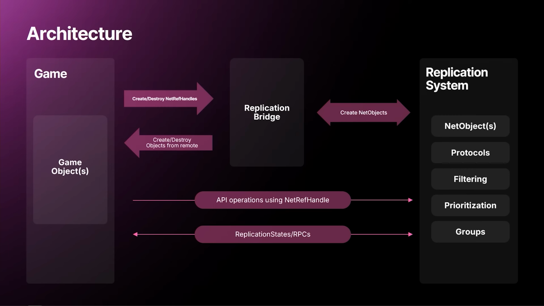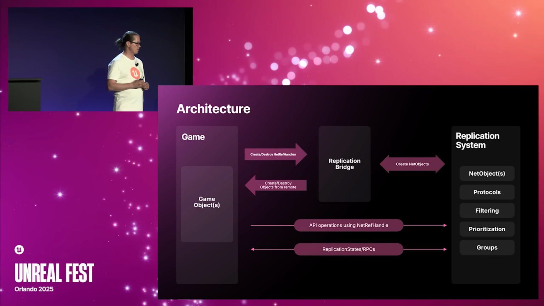Well, we have the replication bridge, which you interact with when starting and stopping replication of an object. And when you start replicating an object, you'll get a netref handle back. And that you can use in the replication system API, which is a facade-style API forwarding calls to internal systems like filtering and prioritization. On the receiving end, we can create and destroy game objects as well.